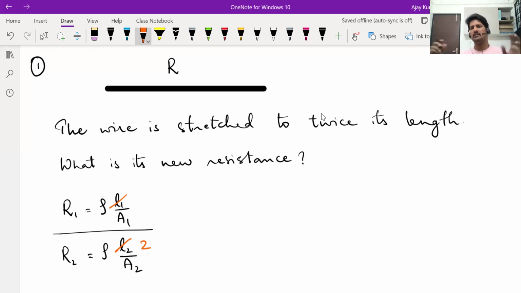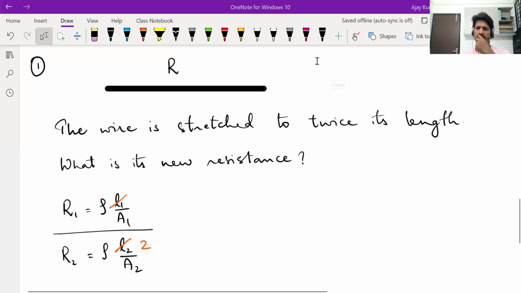If you stretch a wire, does its area of cross section remain the same or change? Does it reduce? What did you say? Does it reduce? Reduce. Okay. Any explanation for that? Why should it reduce? Okay, Anugraha, you gave the answer as 4R. So on what basis did you say it will become 4 times?